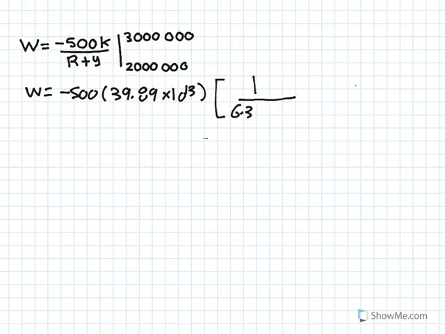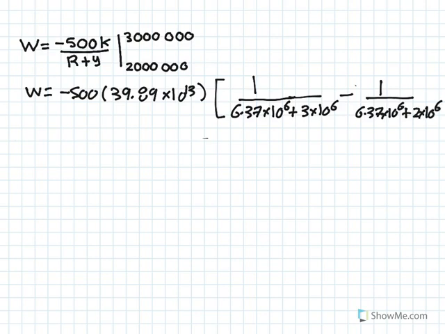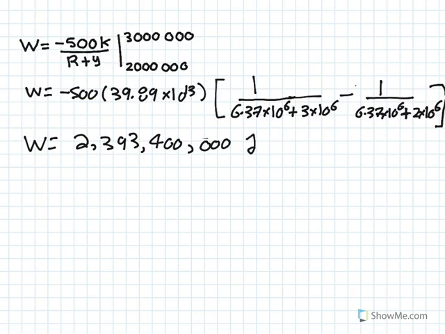So that's going to be 6.37 times 10 to the 6. This is radius of Earth. Plus 3 times 10 to the 6 meters. That's 3,000 kilometers. Minus 1 over 6.37 times 10 to the 6 plus 2 times 10 to the 6. This is a plus. Close off the bracket here. So the work done, if we decimalize all of these, is going to be 2,393,400,000 joules, if we were to put this into a calculator.